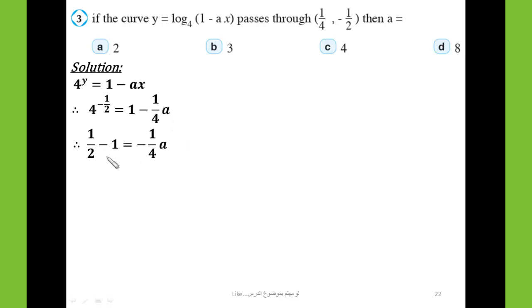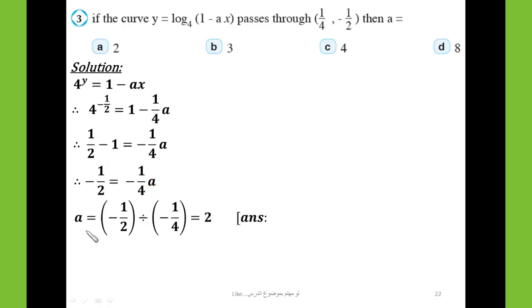Then half minus 1 equals negative 1 over 4a, as 4 power negative half equals 1 over 2. Half minus 1 equals negative half, so negative half equals negative 1 over 4a, and calculating, a equals negative half divided by negative 1 over 4, which equals 2, and the answer is a here.